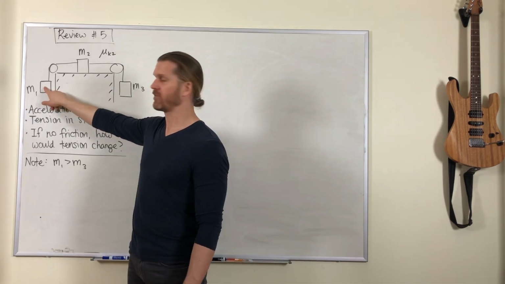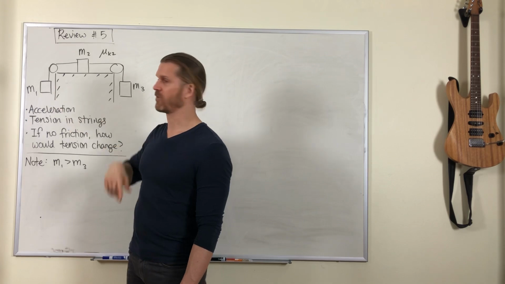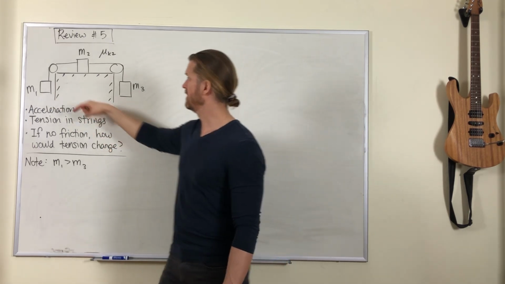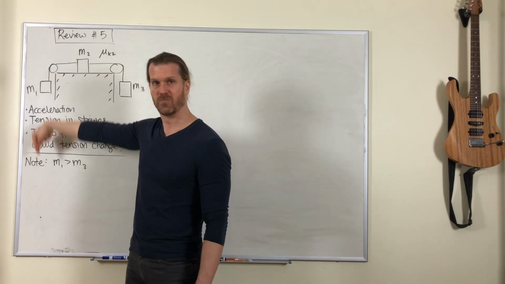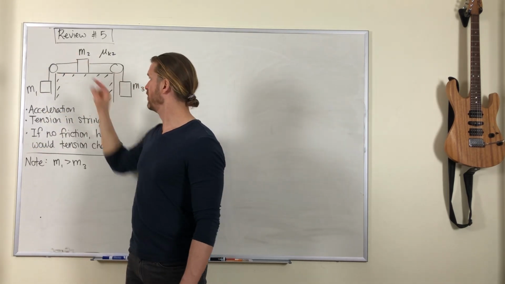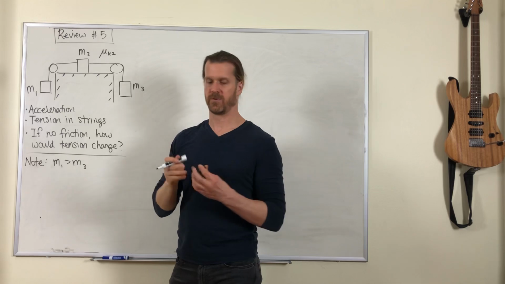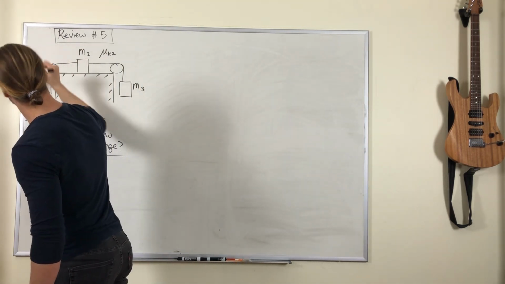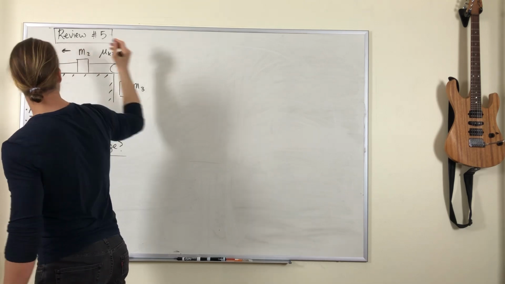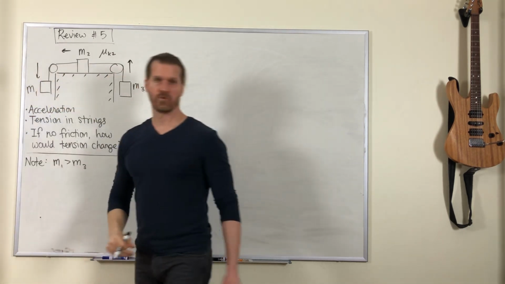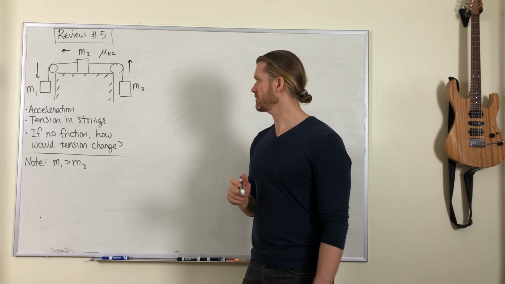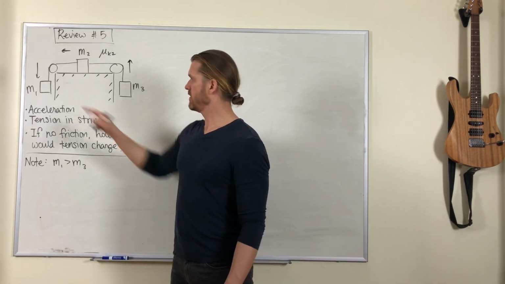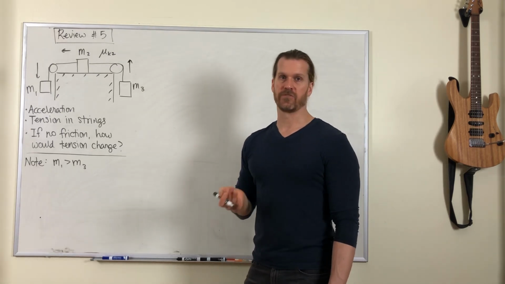So if mass 1 is larger, that means the gravity force on mass 1 is going to be larger than the gravity force on mass 3, and so mass 1 is going to move down, mass 2 will move to the left, and mass 3 will move up. So right off the bat, once I look at the numbers I'm given, that will allow me to determine which way the system is moving. Okay, so now let's figure out the acceleration for the problem.